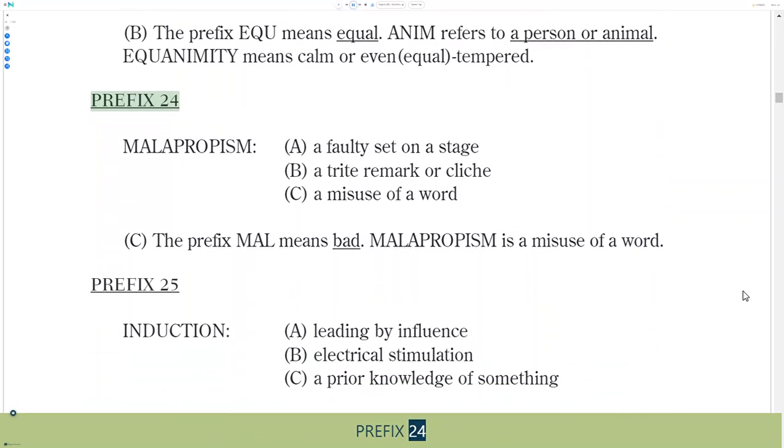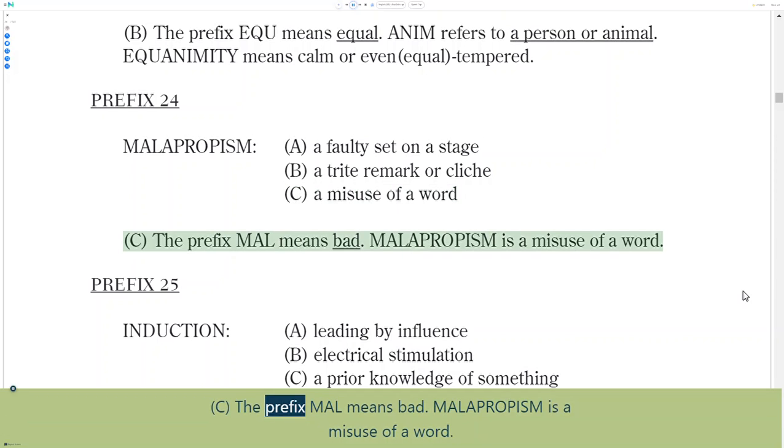Prefix 24. Malapropism. A. A faulty set on a stage. B. A trite remark or cliché. C. A misuse of a word. C. The prefix mal means bad. Malapropism is a misuse of a word.